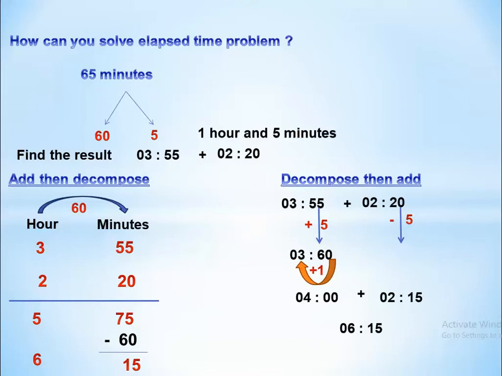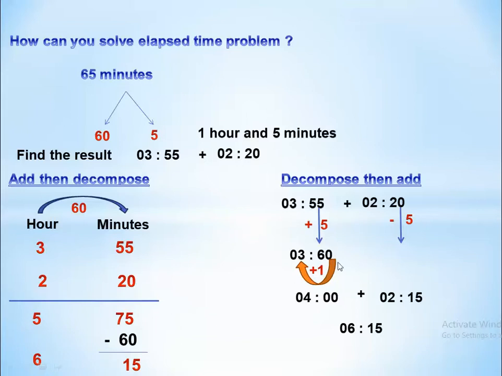We know that here in minutes I can't have a number equal to 60 or more than 60. So 75 is greater than 60, so we are going to subtract 60 from 75. Let's subtract, and we consider this 60 like 1 hour. So we add 1 hour to 5 hours, it will be 6 hours and 15 minutes.